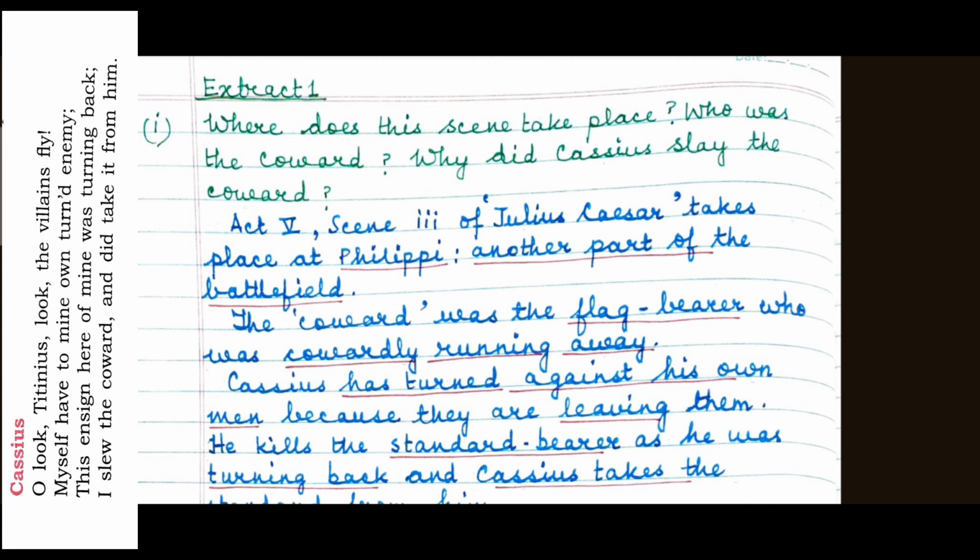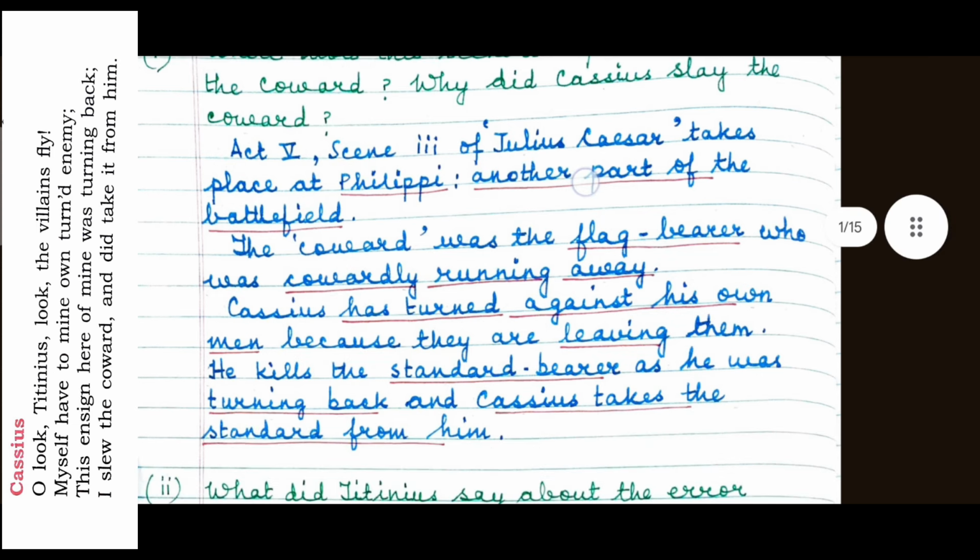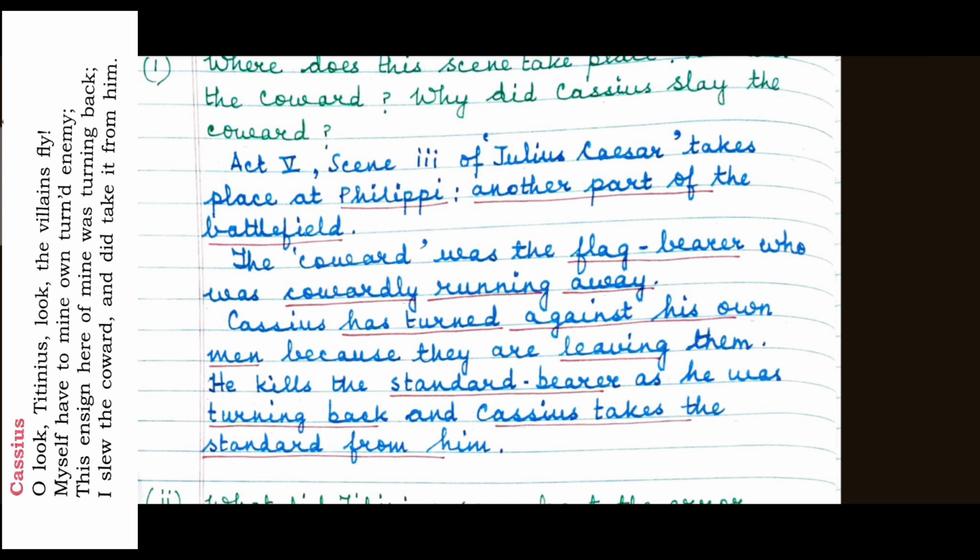Dear students, if there are subparts, change paragraphs. Why did Cassius kill the coward? Cassius has turned against his own men because they are leaving them. He is betrayed by them. He kills the standard bearer as he was turning back, and Cassius takes the standard from him. So this is a specific reason. To the point, in brief, answers.